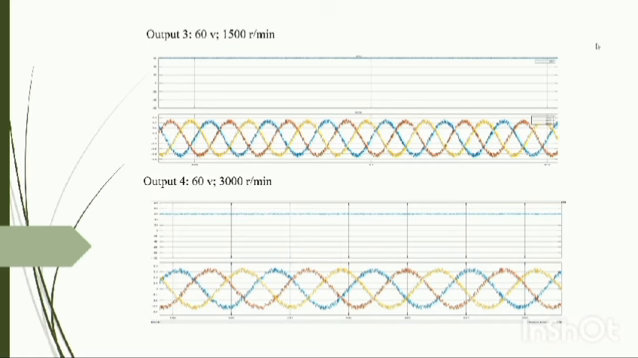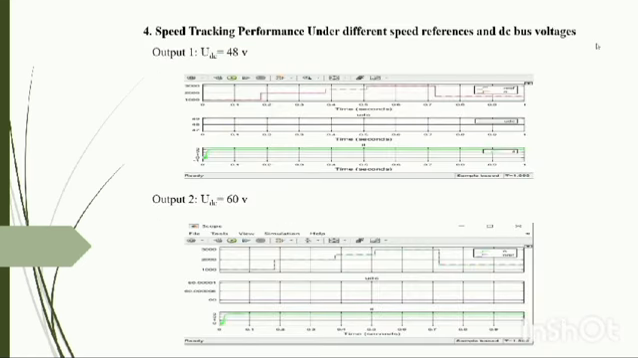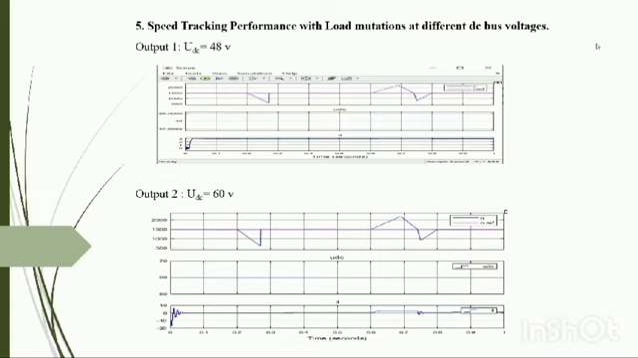Speed tracking performance under various speed references. Under different DC bus voltages, the rotor speed can track the reference values rapidly under sudden speed changes. Both in the steady states and the speed transition instance, the DC bus voltage can be regulated to the references reliably. Speed tracking performance with load mutations under different DC bus voltages. When a 10 ohm load power resistor is suddenly added or removed from a three-phase diode bridge rectifier, the DC bus voltage can still be stably controlled to reference values.